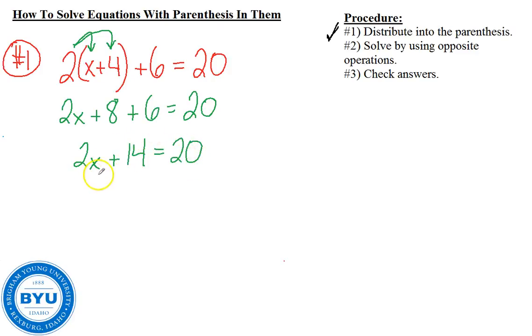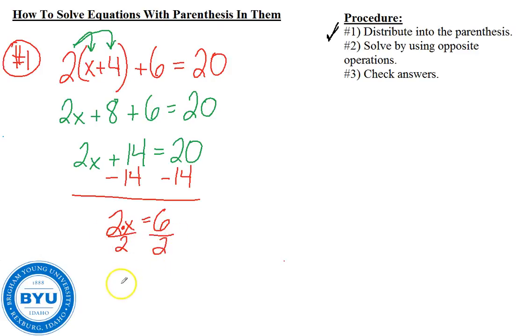Again, my goal is to get x by itself. I need to use opposite operations here. So I'm going to go ahead and do the opposite of this plus 14, which would be minus 14 to both sides. When I do that, I get 2x equals 6. And I'm going to do the opposite of times by 2. The opposite of times by 2 would be divide by 2. And so I get x equals 3.